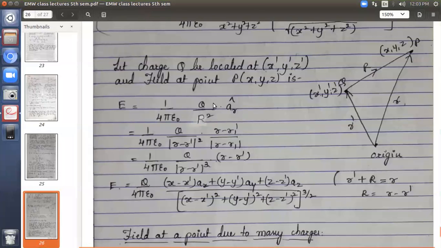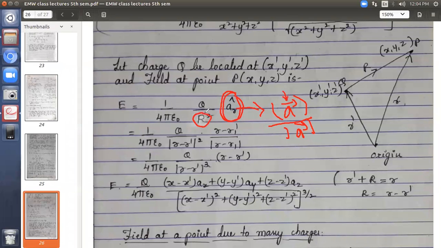I hope the doubt got clear. The doubt was how to find the unit vector. Any unit vector is found by using this formula: the vector given divided by its magnitude. Now, in order to find the unit vector, what vector do we have to take? That was the doubt, I guess.